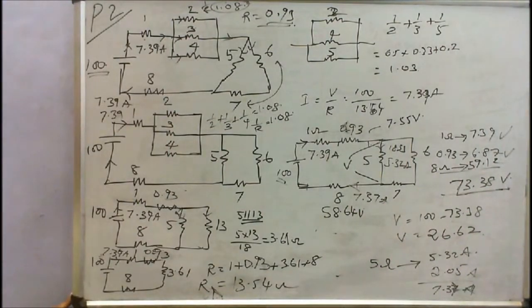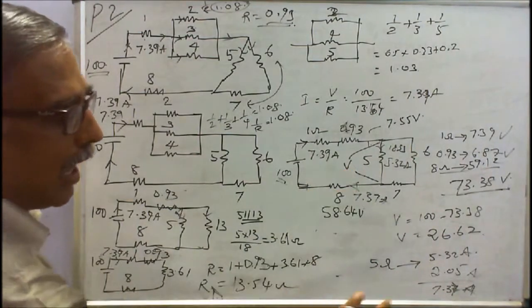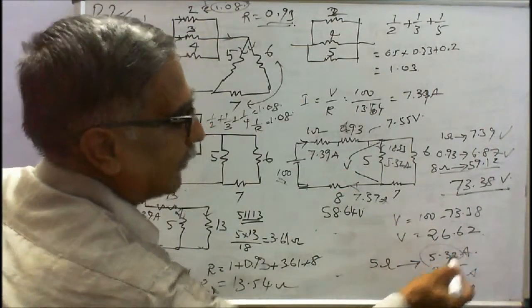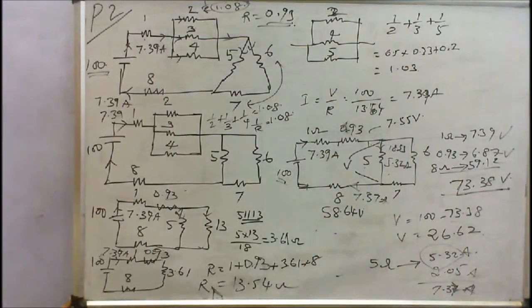Voltage across the 5 ohm resistance is 26.62. Therefore current I is equal to 26.62 divided by 5. I will get 5.32 amps. Current flow through the 5 ohm resistance is 5.32.